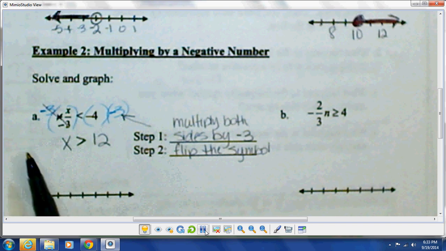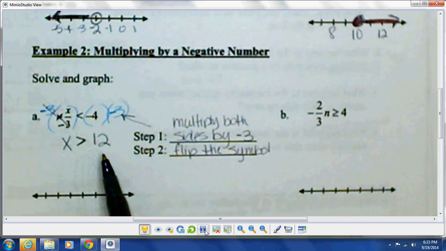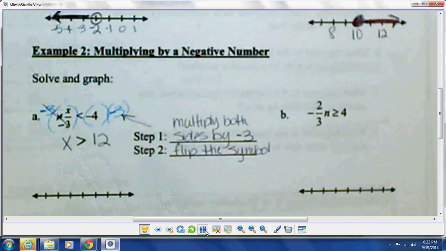So if I did a positive, then that means that would be negative. So if I would have plugged in some value that was less than 12, then that means I wouldn't have gotten a true inequality.